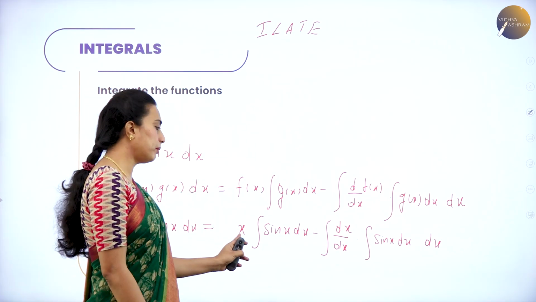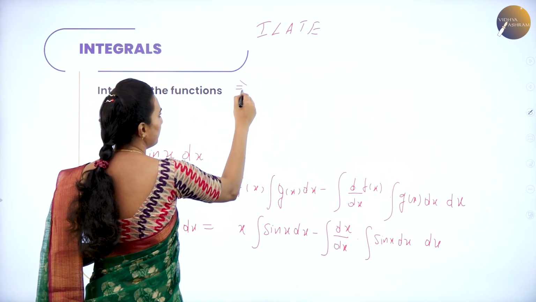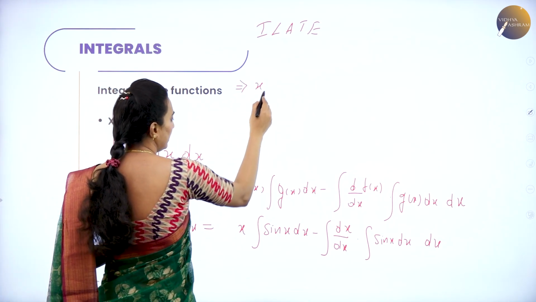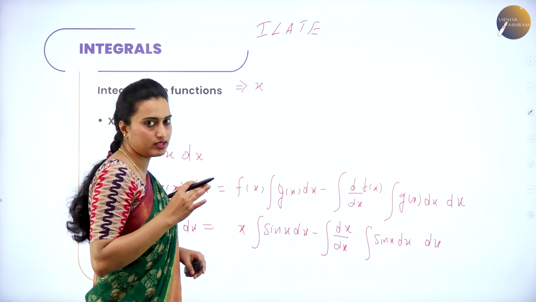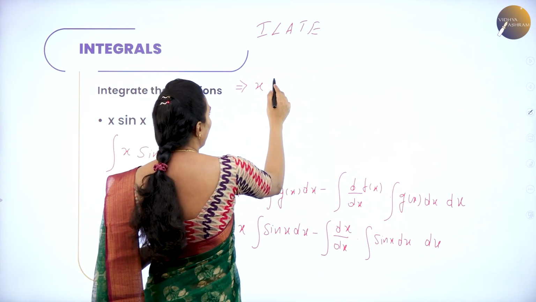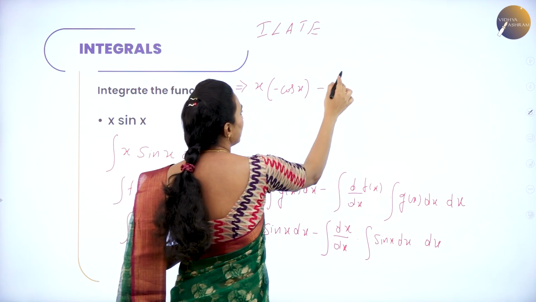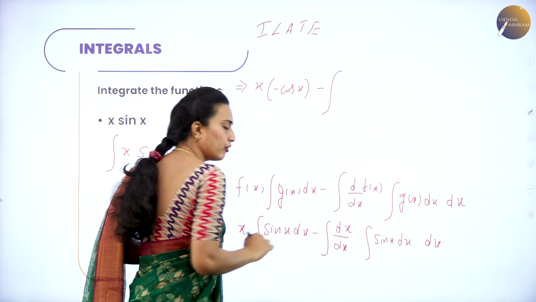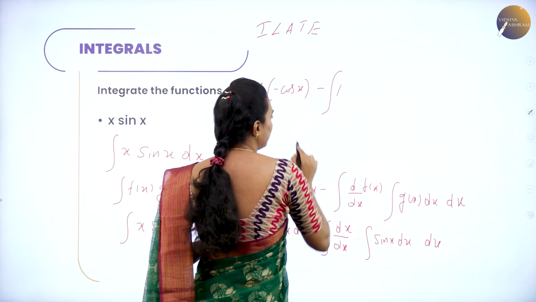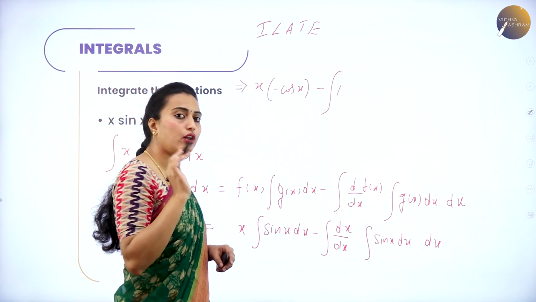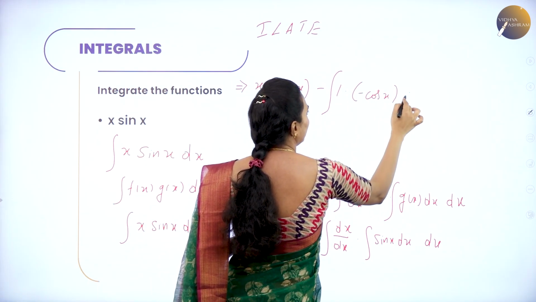Now here we'll be having what? x into, what happens to this function? Let me write it here, which implies x into, see, integral of sin x is nothing but what? It will be minus cos x, isn't it? So therefore minus cos x, again minus integral of d by dx of x. Differentiation of x is 1. So 1 into integral of sin x. Integral of sin x is minus cos x. So minus cos x into dx.